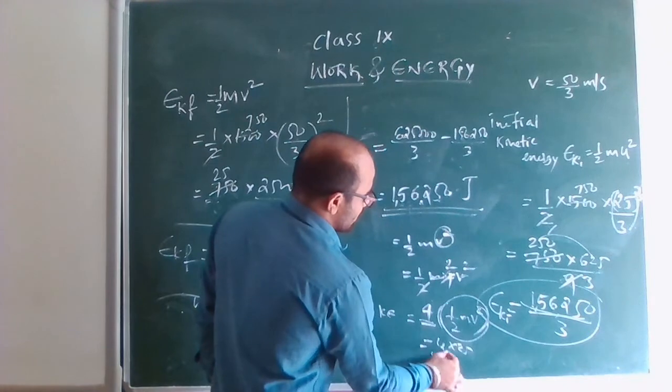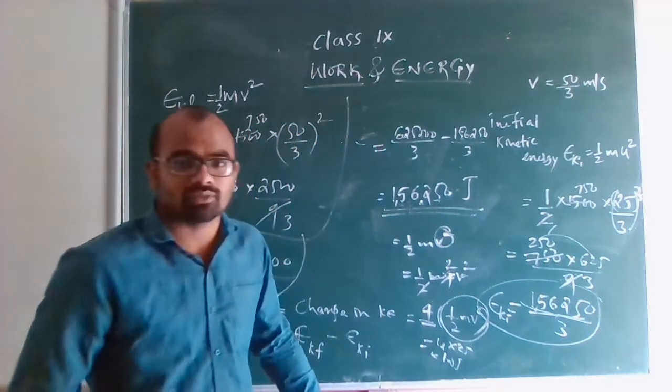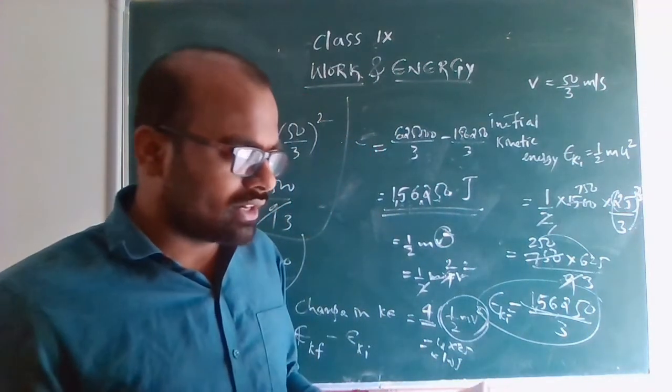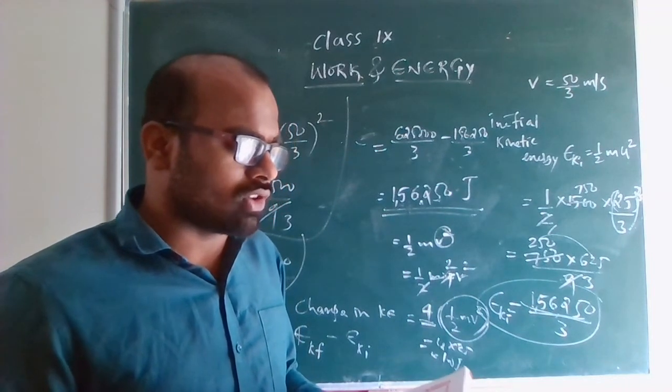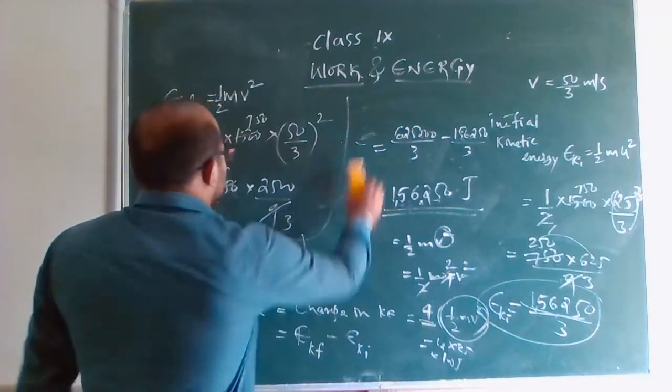4 into 25 is 100 joules. So it increases 4 times. If the velocity is doubled, kinetic energy increases 4 times. What will be its kinetic energy when the velocity is increased 3 times? Maybe 9 times.